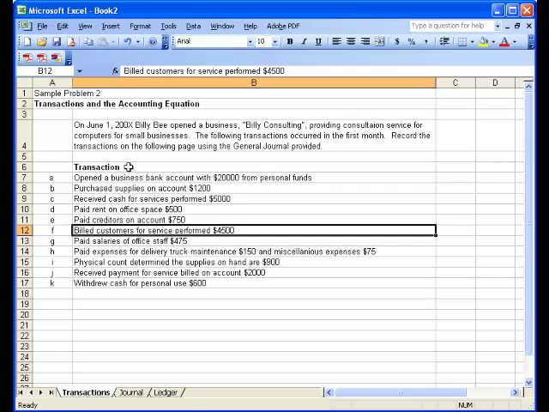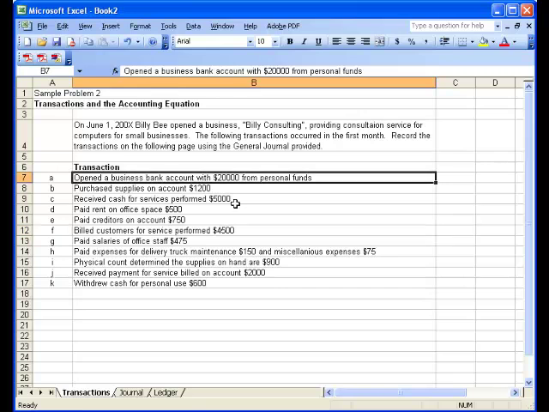So here's the problem. On June 1st, 2000X, Billy B. opened a business, Billy Consulting, providing consultation services for computers for small businesses. The following transactions occurred in the first month. Record the transactions on the following page using the general journal provided.